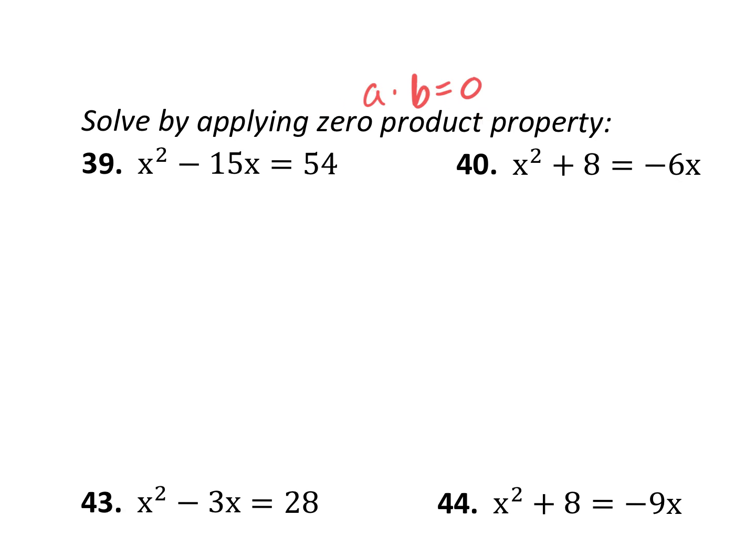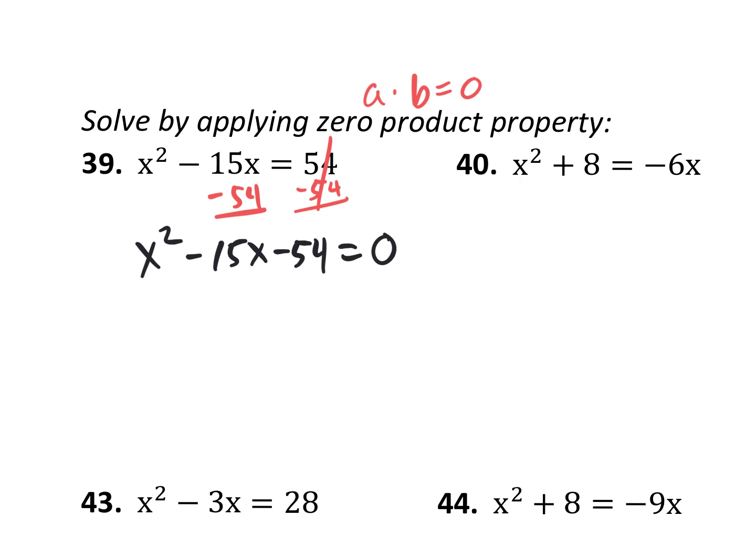Well, first, in order to be able to apply zero product property, you need your equation to have everything on one side and have equal 0 on the right side. So first, let's make it equal 0 by subtracting that number 54. And what you do to one side, you do to the other side. Subtract 54. Okay, and then you're going to rewrite this. It's going to read x squared minus 15x minus 54 equals 0.